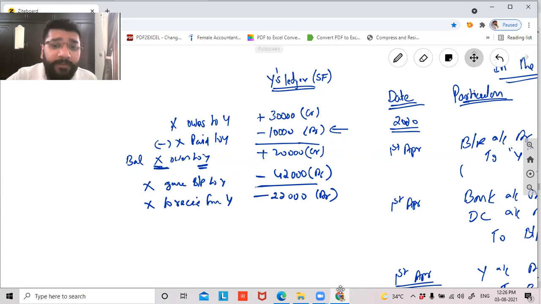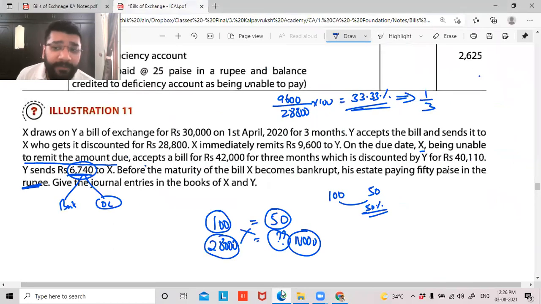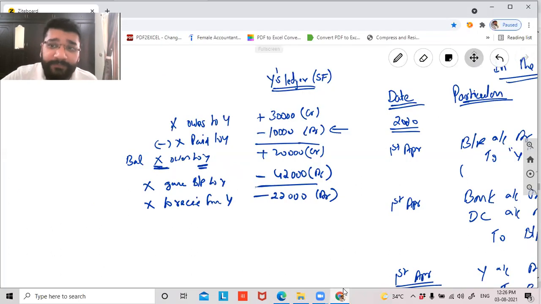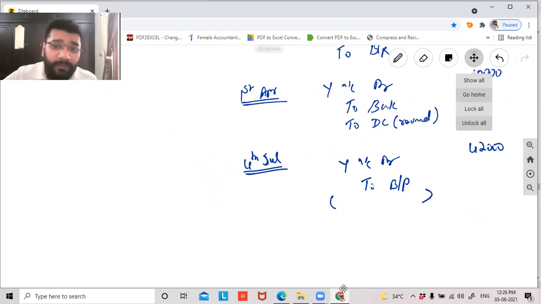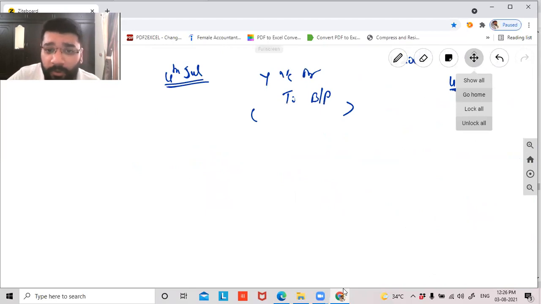X should receive from Y 22,000 rupees. But how much is X actually receiving? X is receiving 6740. Y is sending 6740 to X. So X is receiving 6740 bank amount and proportionate discounting charges. Now Y is settling amount, guys. Y is settling how much amount? Y account debit.